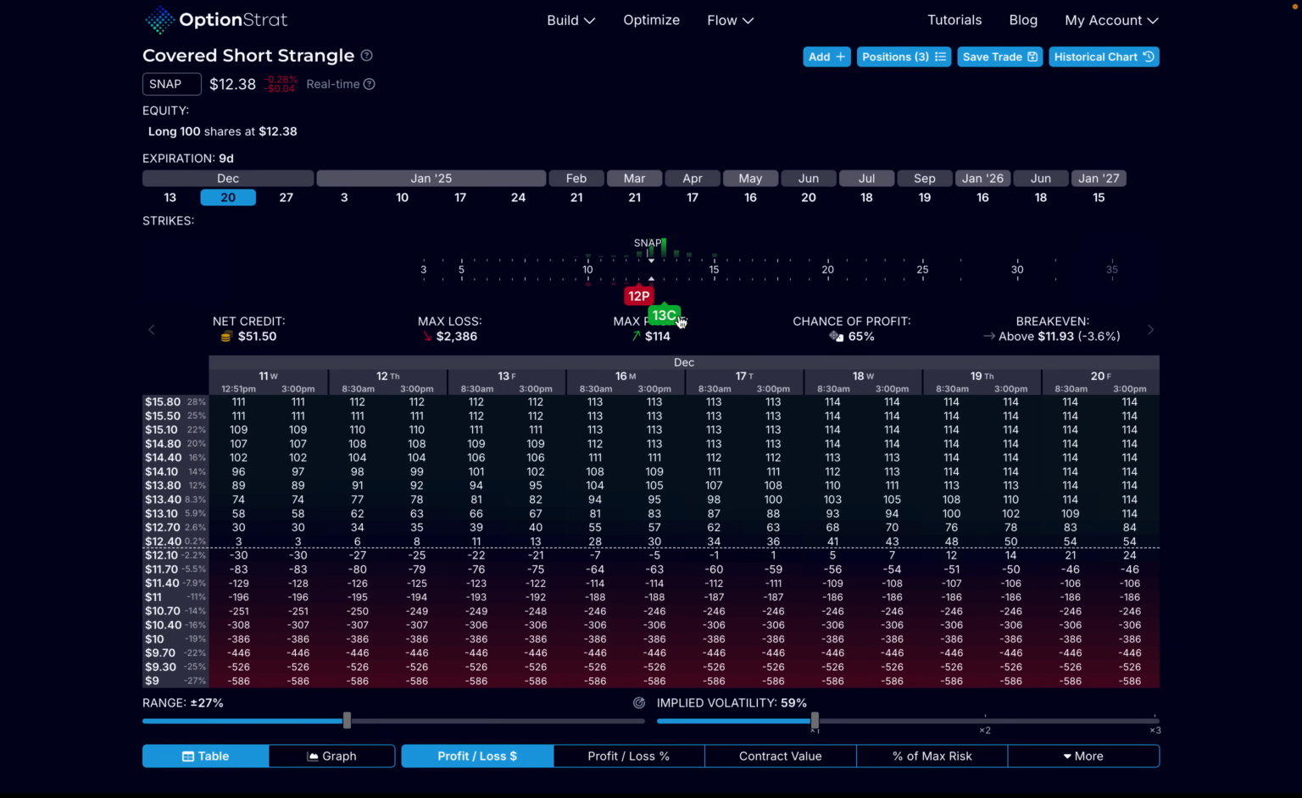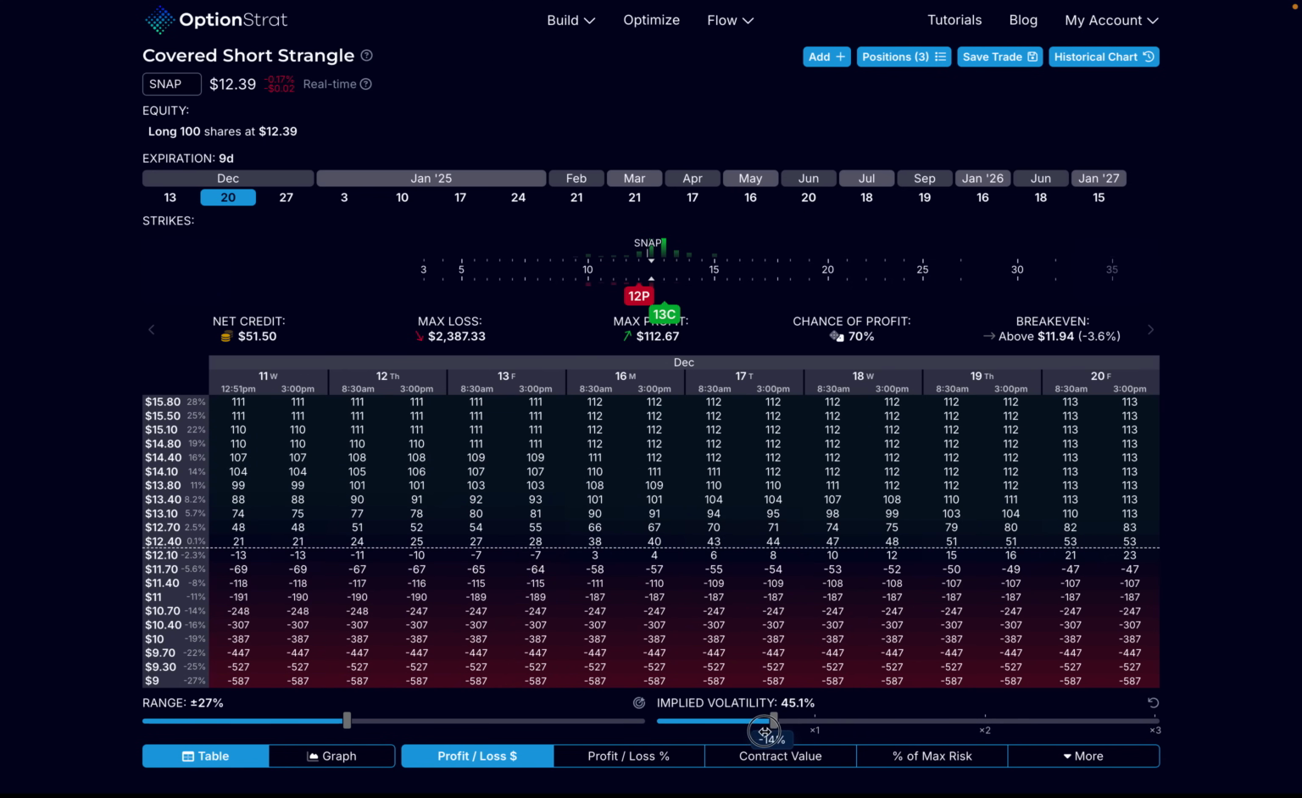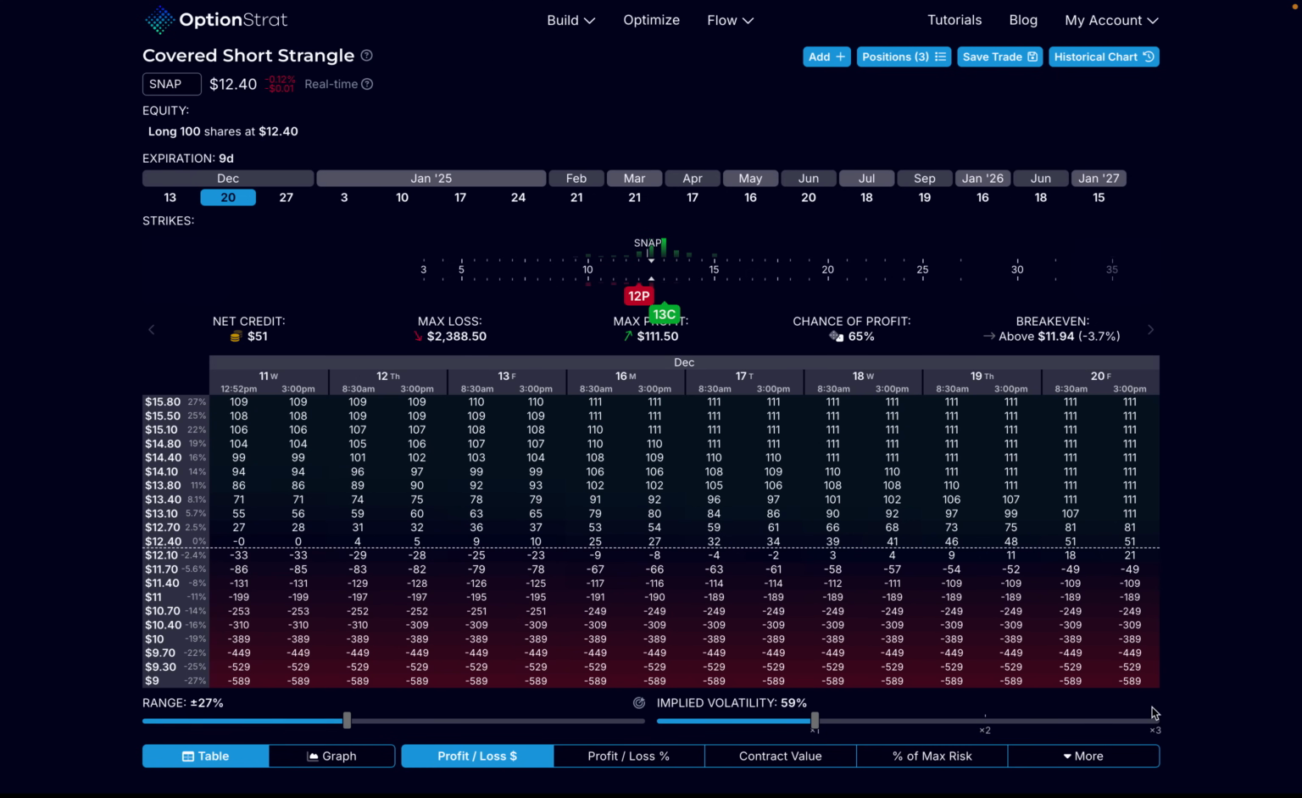Now remember, we should also always be aware of what happens with changes in implied volatility. So we have this implied volatility slider down here on the bottom right. So we can see what might happen if IV goes down or IV goes up. If IV goes down, this is what it starts to look like. If IV goes up, this is what it starts to look like. So this is why I really love this tool. It really gives you a great overview on a lot of different things. Really great way to visualize your trade.